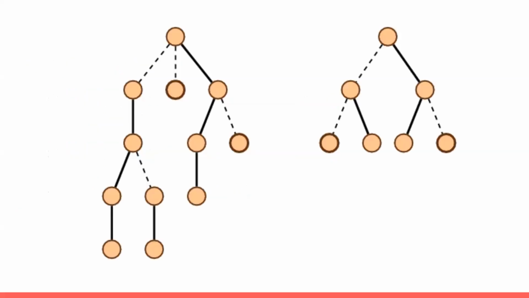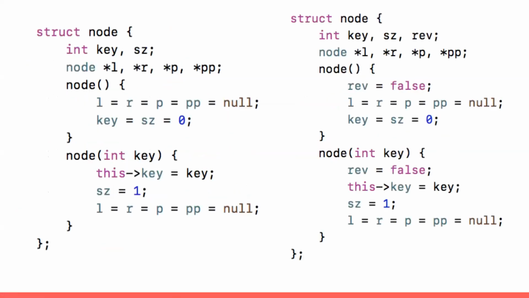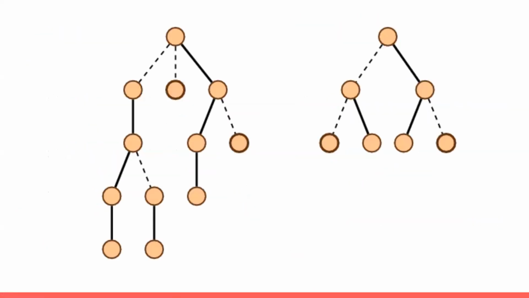Okay, so let's support one more feature. In the previous examples, in each tree, we had a root, and we were not able to change the root. But now, let's see what we should do so that we can change it.